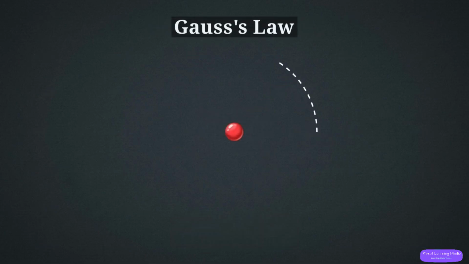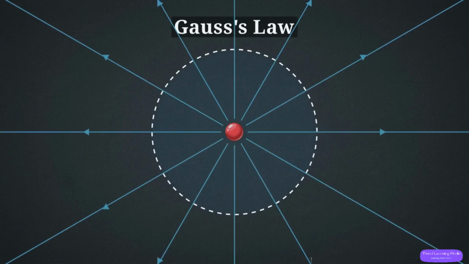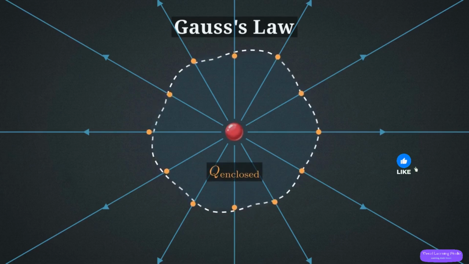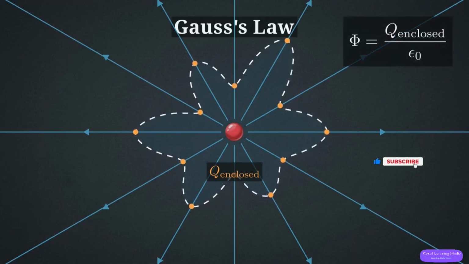It states that if you draw any closed imaginary boundary completely surrounding a charge, the total flux passing through that boundary depends on exactly one thing: the net amount of charge trapped inside. You can warp that boundary into a perfect sphere or a jagged blob. The exact same number of field lines will pierce through it.